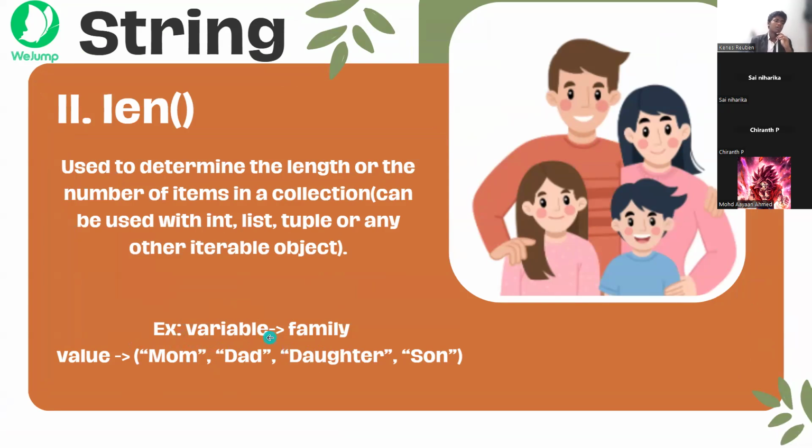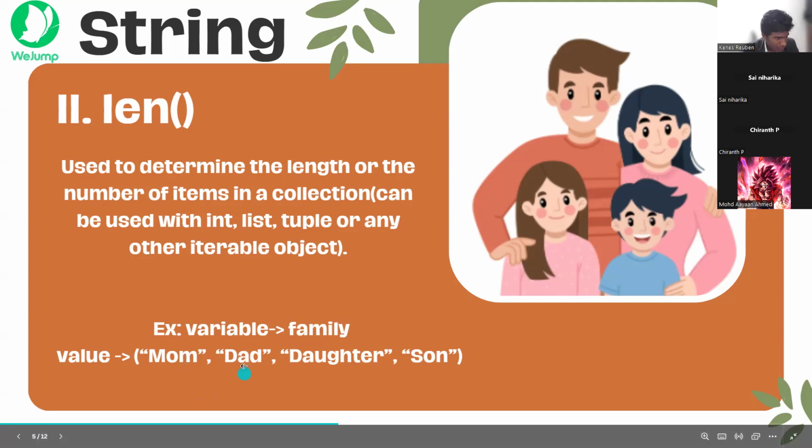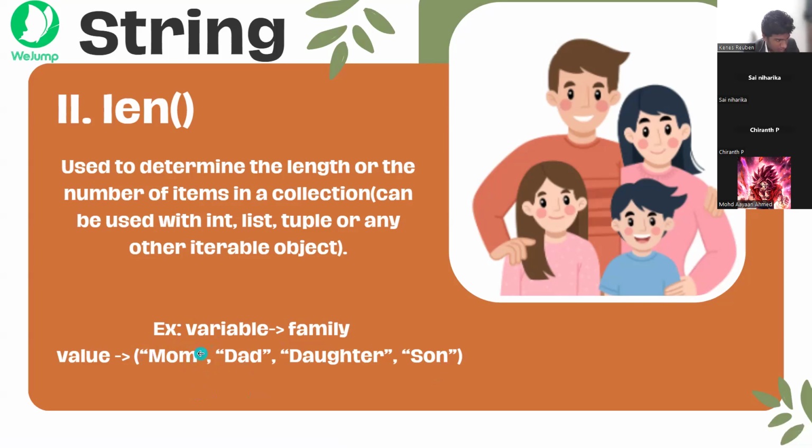So in a list, you have multiple objects or names. Again, we'll learn more about lists in the future classes, but for now, we'll just have an idea. As you can see, you have multiple names here, right? This is an inverted comma. This is an inverted comma.